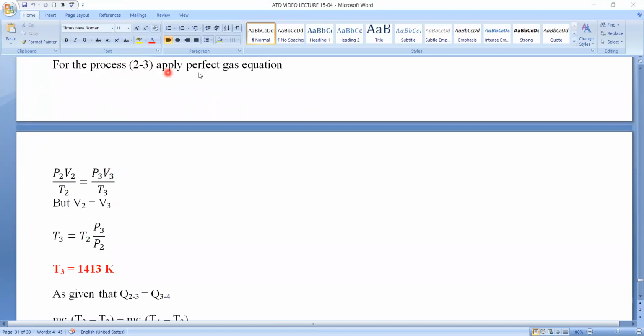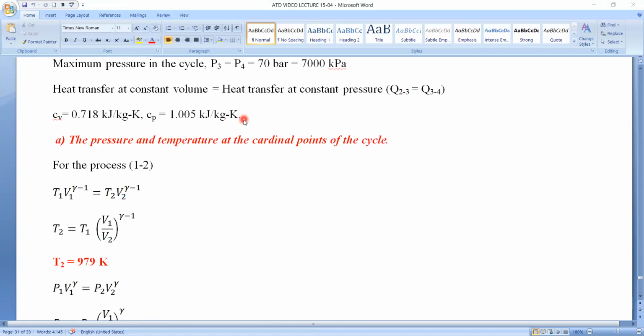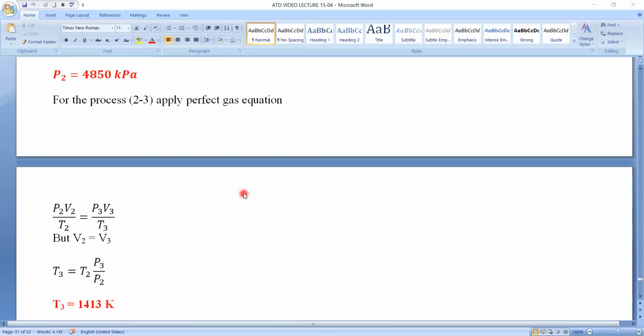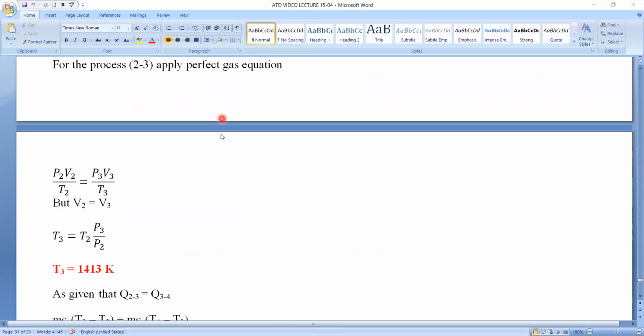For the process 2 to 3, the perfect gas equation is, remember students, for the constant volume process and constant pressure process, you can apply the perfect gas equation, that is PV by T equals constant. This is the perfect gas equation, which is constant for constant volume and constant pressure processes. But for the adiabatic process, we have to use PV raised to gamma equals constant, or TV raised to gamma minus 1 equals constant.